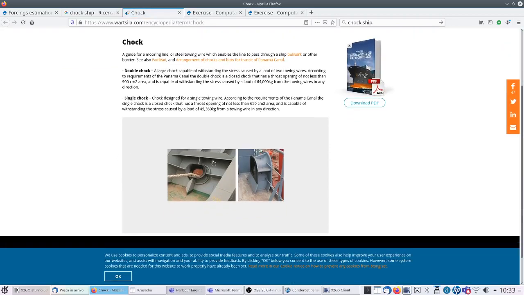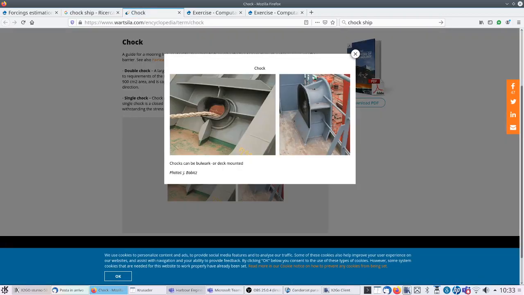You can see an example. I'm just clicking on the first image that I could find. You can see here an image of a chock. It is an aperture in the body of the ship that guides the mooring line, and usually the mooring line makes an angle on the chock. When you want to compute the mooring forces, it's important to know the position of the bits, the chock, and the bollard.